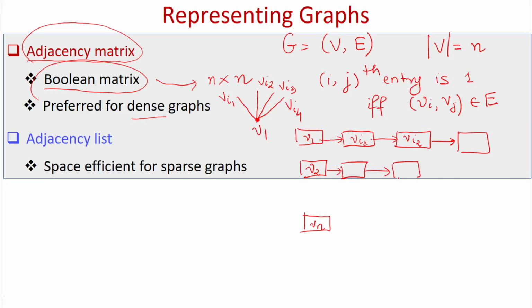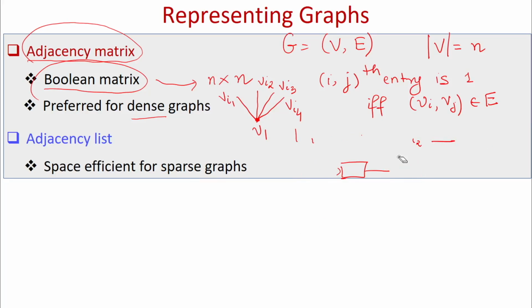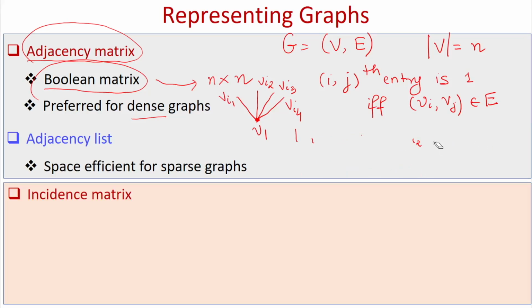Now you can see why this representation is very popular for representing sparse graphs, that means graphs which have only very few edges. If you have very few edges, then the size of each linked list will be very small. You don't need a huge matrix with lots of entries being zeros and only few entries being 1, right? So these are the two popular representations for representing an undirected graph. They can be used even for representing directed graphs as well.